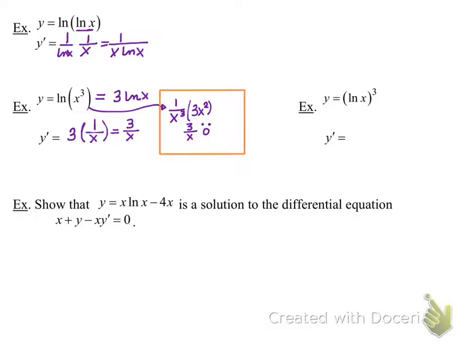Okay, show that y equals x natural log of x minus 4x is a solution to the differential equation x plus y minus xy prime equals 0. The first question you should ask yourself is, what the heck? Well, what do we know? We don't know much, but we do know that we have a y here, and we know that we're looking for a y prime in there. So let's figure out what y prime is.